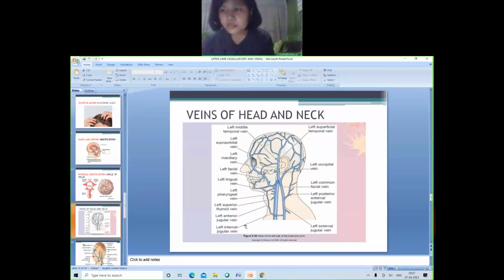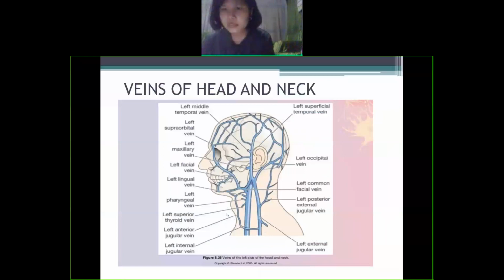This one. This is the internal jugular vein. So the internal jugular vein, where does it lie? It lies downwards, behind the sternocleidomastoid muscle. Here is the sternocleidomastoid muscle, right? So they lie behind, meaning at the back side of your sternocleidomastoid muscle. They are situated here.